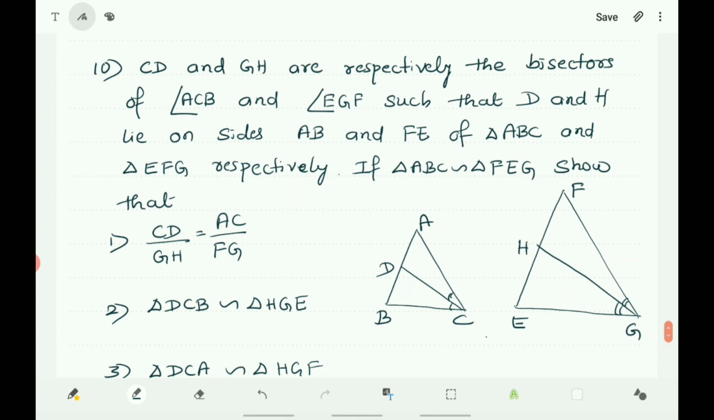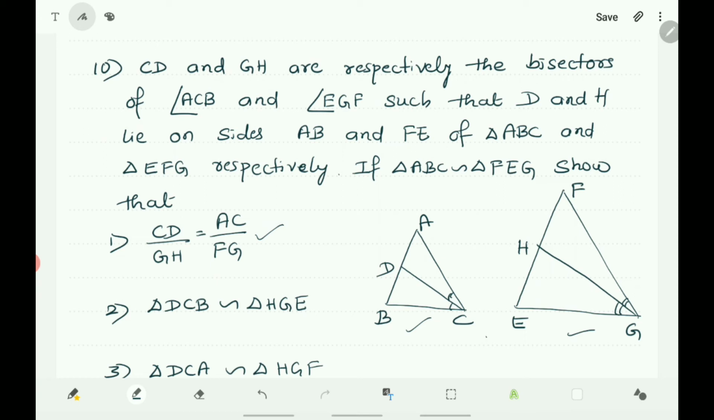Now here, the first thing given is that triangle ABC and triangle FEG are similar. And CD is a bisector of the angle ACB and HG is a bisector of the angle EGF, or FGE. Now, the first one, what you have to prove? CD by GH is equals to AC by FG.